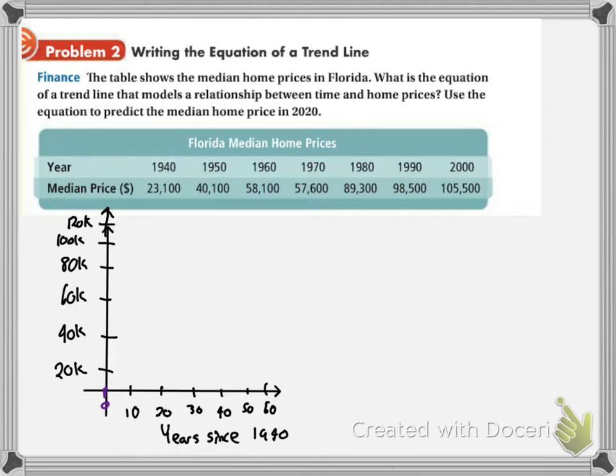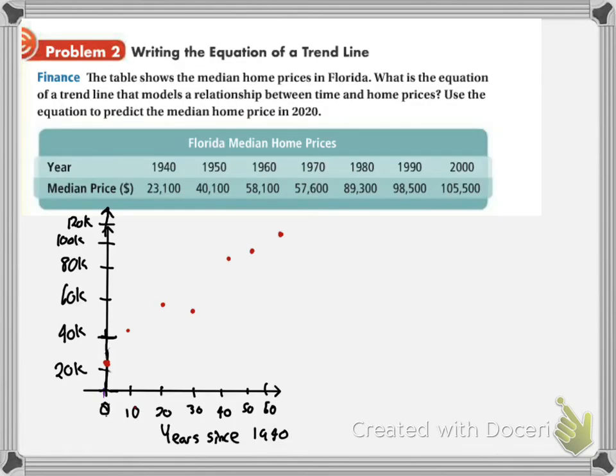So our first plot would be at 0, around where 23,000 would be. And then we're going to look at everything from there as years since 1940. So 1950 is 10 years past 1940, so I'll be at 10, 40,1000. If I keep plotting out these points, I'm going to have something that looks like this.